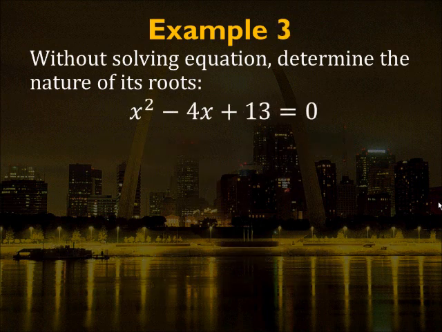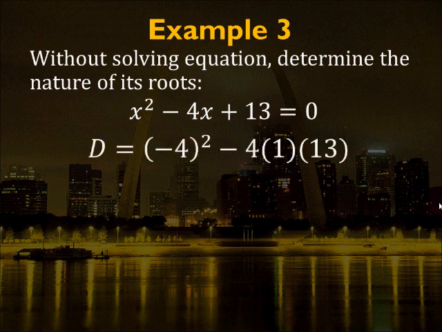Number 3, x squared minus 4x plus 13. Go ahead and attempt this one yourself. Check the nature of the roots test and the test of rational roots to draw a conclusion. So your discriminant is negative 4 squared, which is 16, minus 4 times 1 times 13, which is 52. So your discriminant is negative 36.